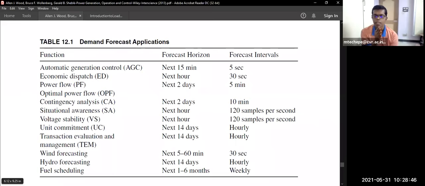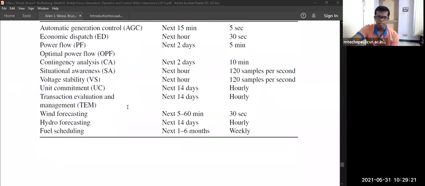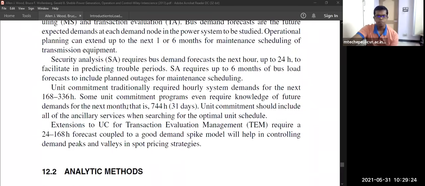So similarly in a wind turbine also, they may not simply turn it on. They may turn it on only if the wind velocity is 15 kilometers per hour or more. Then only they may get somewhat of the efficiency. And also hydro forecasting, I already said. Fuel scheduling also I said. So similarly, like OPF, contingency analysis, stability analysis, things like that are there.